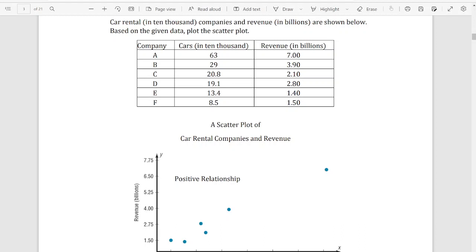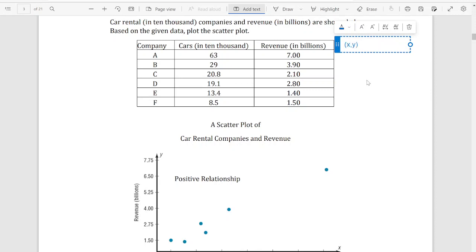Okay, so you want to display this into a scatter plot. So in this situation, you have the pair of data. So what are the pair of data here? The X and Y. So cars will be the X, and revenue will be the Y. As a logic, you know that the more number of cars that you have, the higher the revenue. So cars will be the independent variable, and the revenue will be the dependent variable. So the pairing of X and Y over here will be something like this. So this is the pair of X and Y.